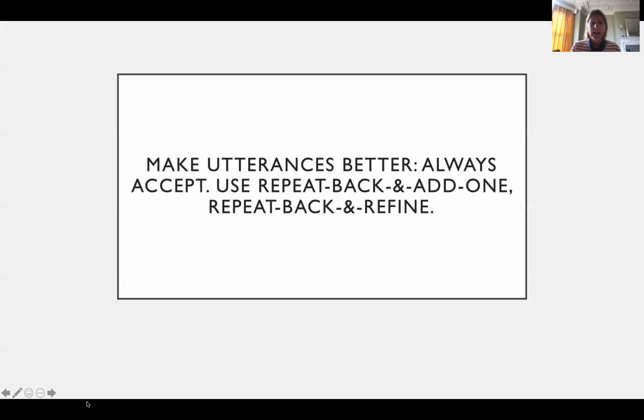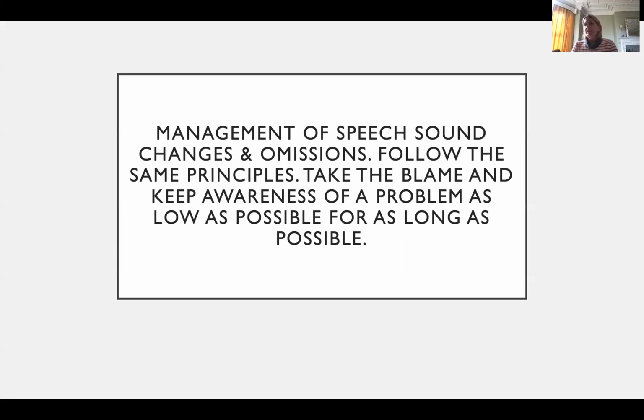Quite simple. But it's important that you discuss this as a team so that you see when you are doing these things naturally, that you value them and that you actually see that this is part of your intervention toolbox. Management of speech sound changes is like repeat back and refine, really.